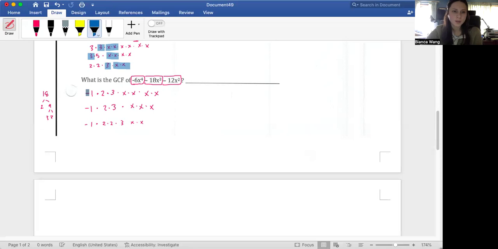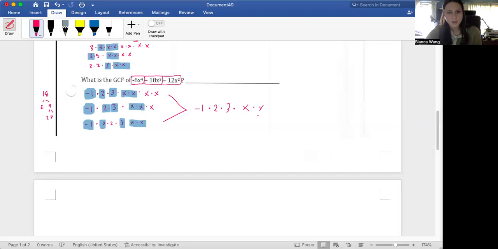Okay, I'm going to identify all my common factors. They all have a -1. They all have a 2. And they all have a 3 and a minimum of 2 x's. So their common factors are -1 times 2 times 3 times x times x. Let me actually bring all these numbers together and write it as one collective term. That would be -6x to the 2nd power. So that is the greatest common factor of those terms.